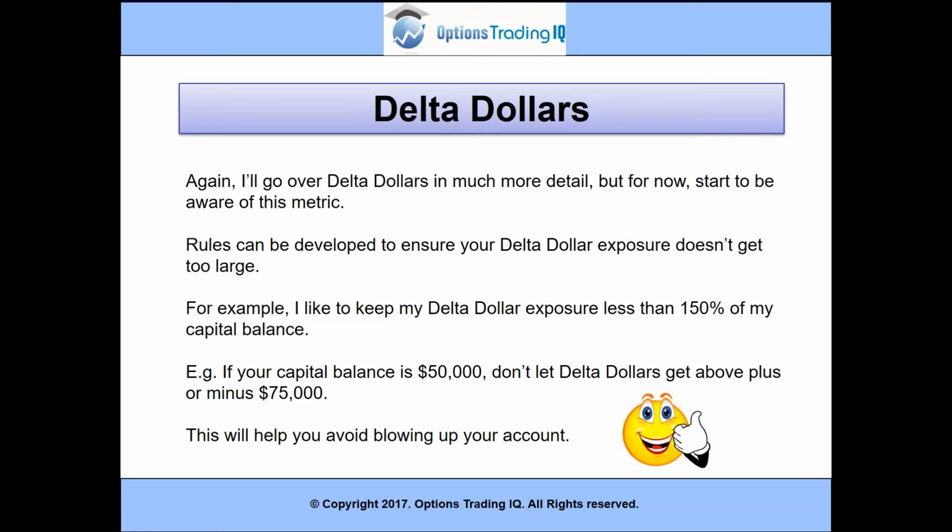If you want to be a bit safer, maybe you have a rule where you don't want delta dollars to get above 100%, and that keeps it nice and easy. If your account size is 50,000 and your delta dollars is 50,000, you're getting to the point where you need to adjust, or you need to put on another trade that will reduce that delta, and I'm going to talk about that shortly.